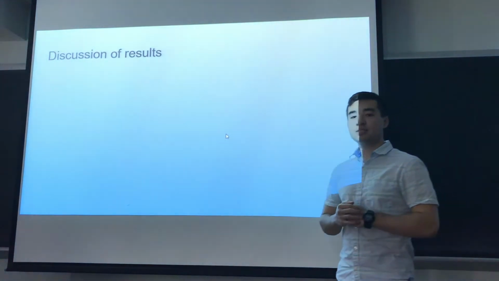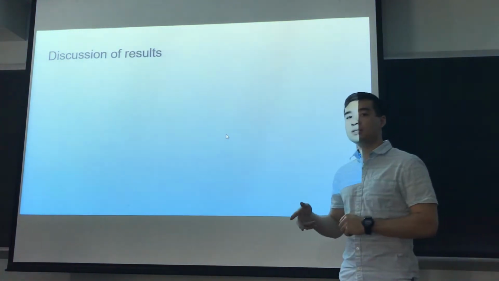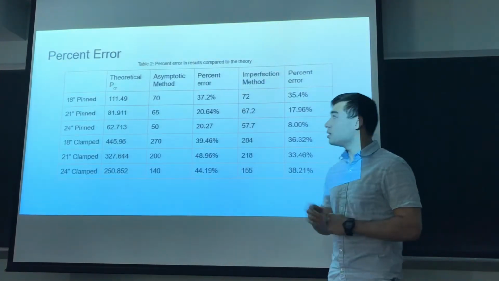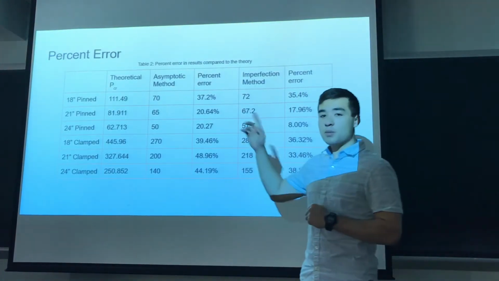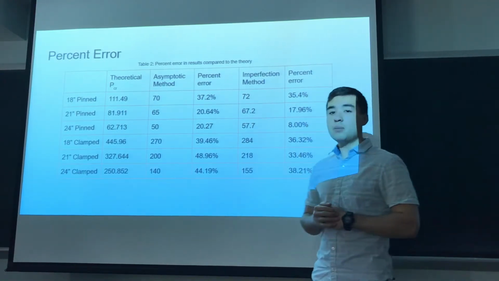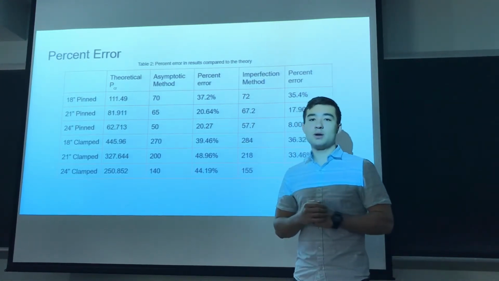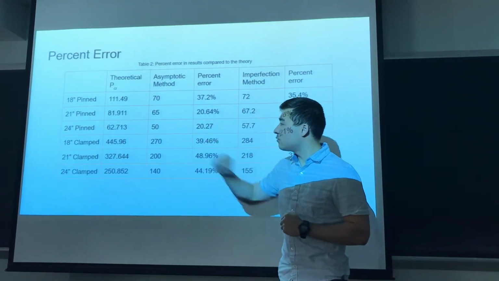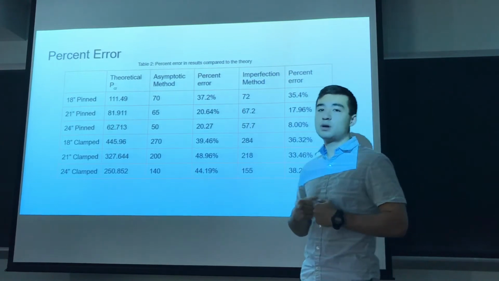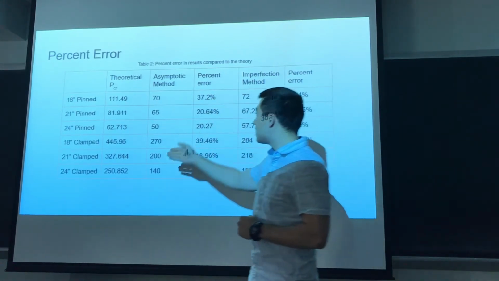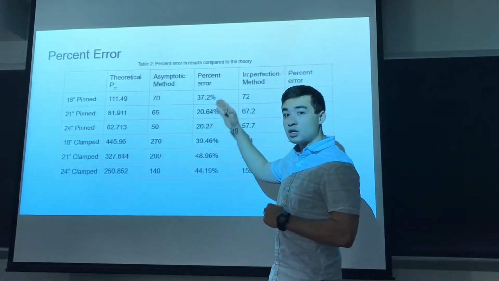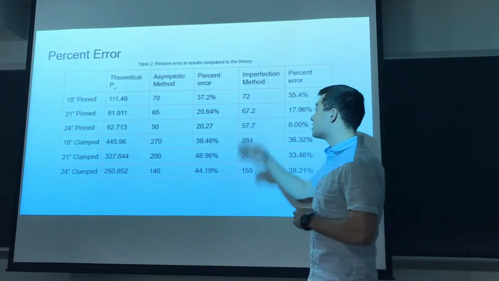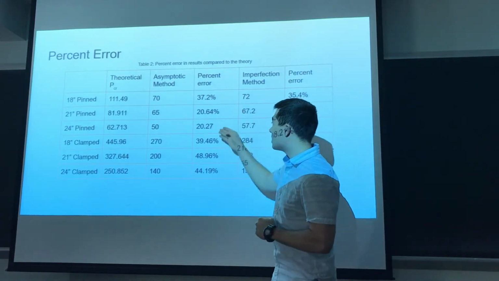Hi, I'm Jonathan Rogers, and today I'll be discussing the results, the errors, and the conclusion that we determined in this experiment. So number 1, the percent error. We determined from our P critical values, using the formula pi squared EI over L squared for the asymptote, the pin method, and for clamps we use 4 times pi squared EI over L squared. We determined those values using the asymptotic method from our data, and the imperfection method, which was the deflection over load, as discussed in the previous graphs, and we determined our percent errors.